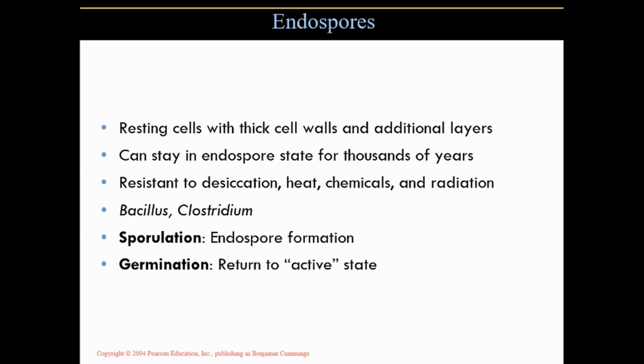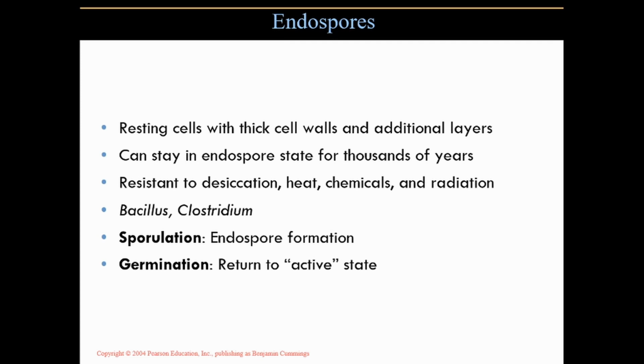Endospores. Endospores are like hibernating cells. They're resting cells with very thick cell walls and additional layers on top of that. And they can stay in this state for thousands of years without dividing. No metabolic processes are going on. But you still have that cell wall, and you've got the nucleic acid that's still viable. They're very resistant to desiccation, which is totally drying them out. High temperatures, low temperatures, chemicals, radiation. And two groups of bacteria that are very good and commonly form endospores are the Bacillus group and the Clostridium group.